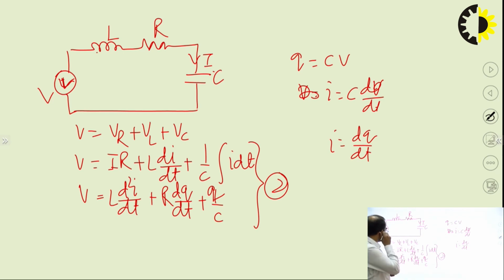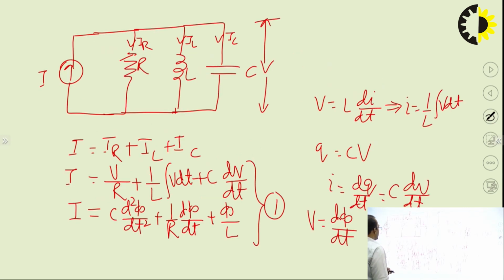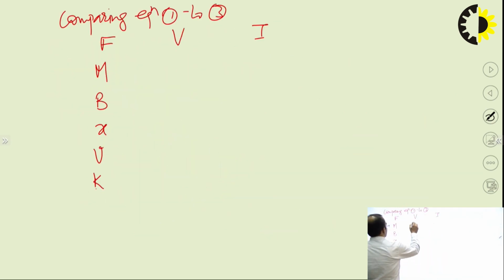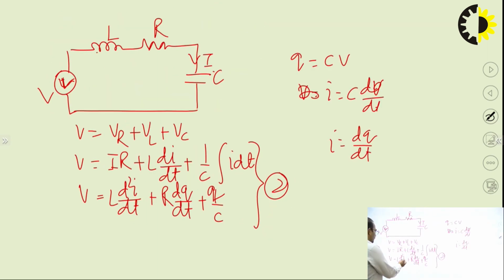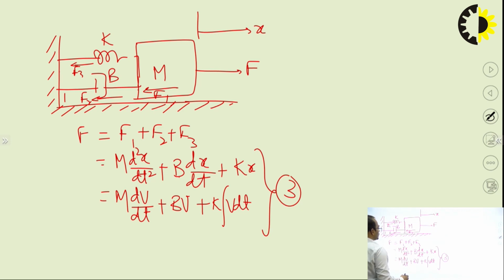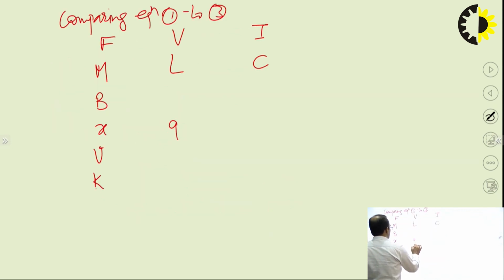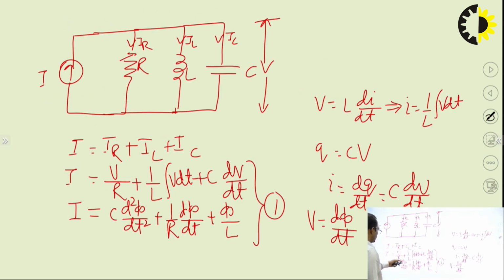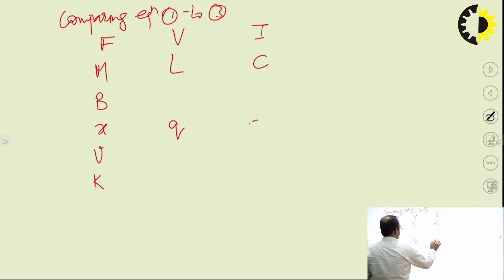So now we can see here mass is equivalent to the inductor L in case of voltage, and mass is equivalent to the capacitor in case of current. So I can write here M, L, C. I is equal to d square q by dt square. So q is equivalent to x. I am writing here q is equivalent to x, and q is equivalent to phi in case of current.